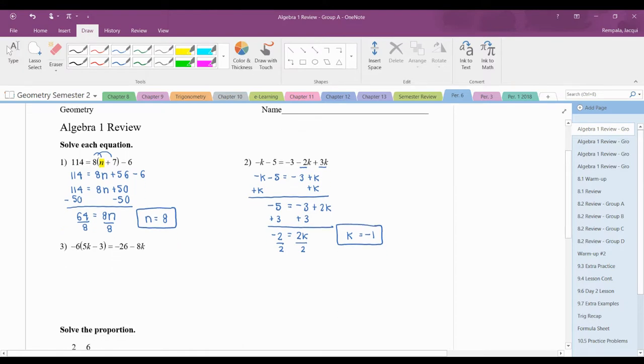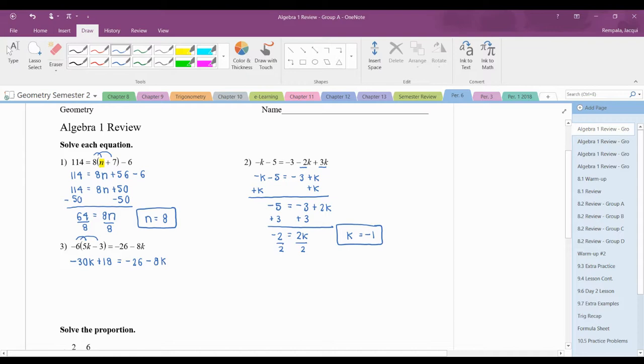Problem number 3, we have negative 6 times the quantity 5k minus 3, and that equals negative 26 minus 8k. So we've got parentheses on the left. I'm going to distribute the negative 6, throw out everything in parentheses. That would give me a negative 30k plus 18, and that's going to equal negative 26 minus 8k.